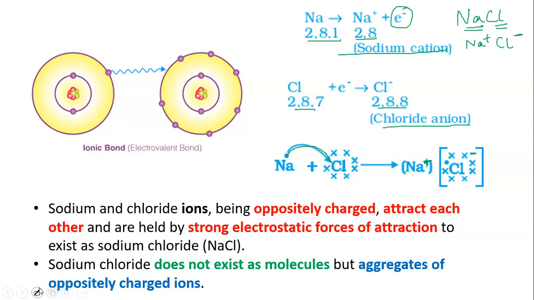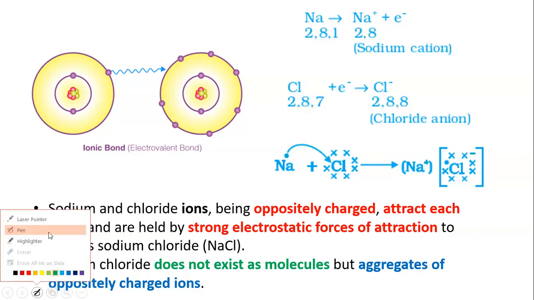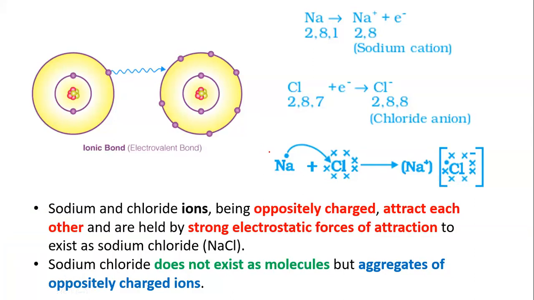So this way you have to represent the formation of an ionic compound, that there is a transfer of electron from a metal to a non-metal. This is a metal, this is a non-metal. So there's a transfer of electron from metal to non-metal, and that leads to the formation of charged particles which are called ions. Cations and anions are there. Here also in this figure you can see that the metal is donating the electron to a non-metal. There's a transfer of electron.